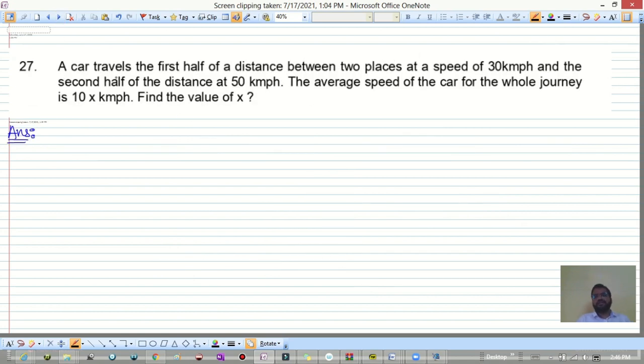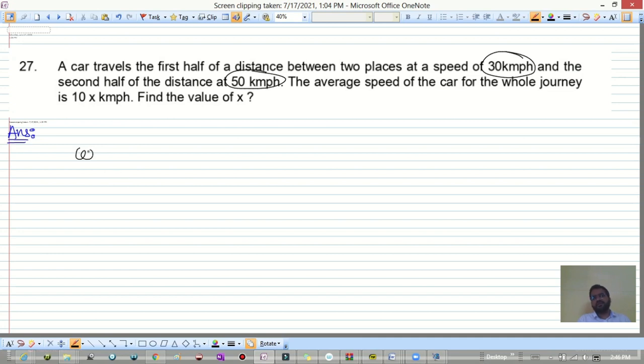Next, 27th: a car travels the first half of the distance between two places at a speed of 30 km per hour and the second half of the distance at a speed of 50 km per hour. The average speed of the car in the whole journey is given as 10x, the value of x is.